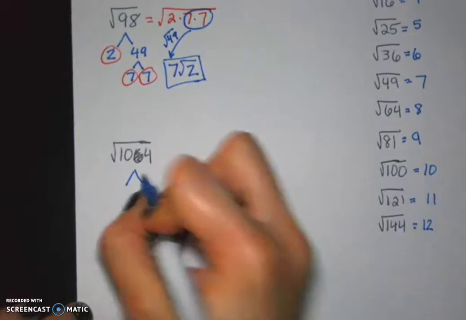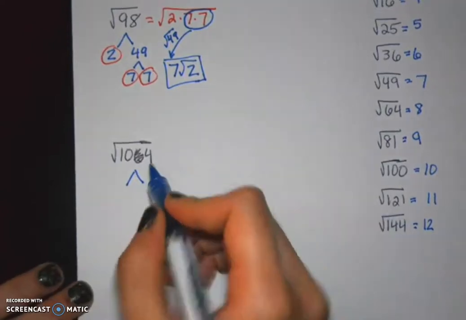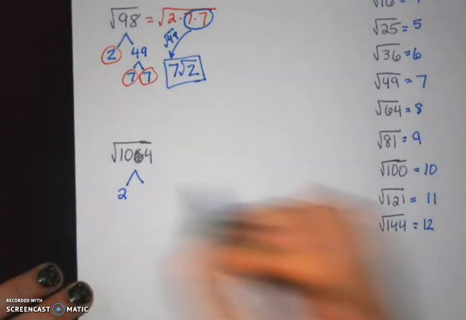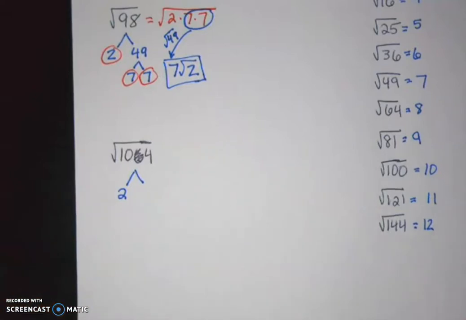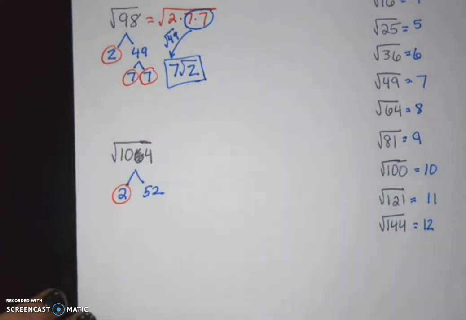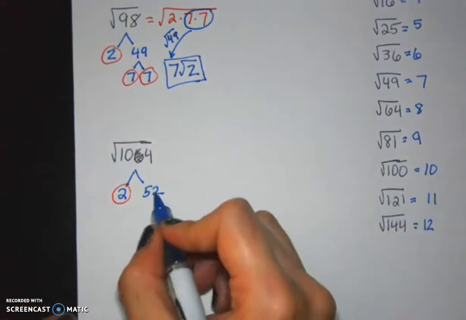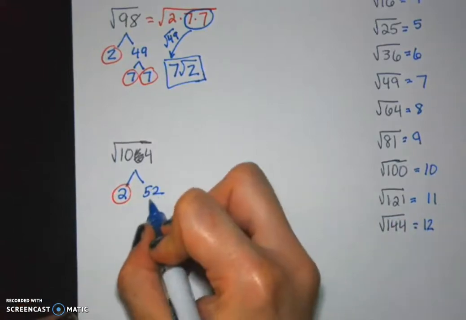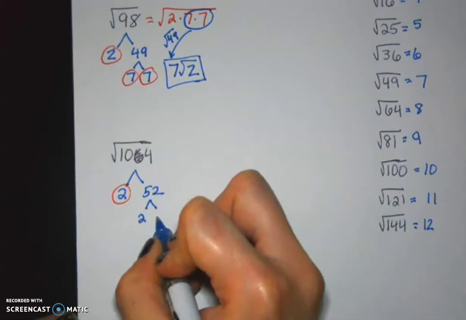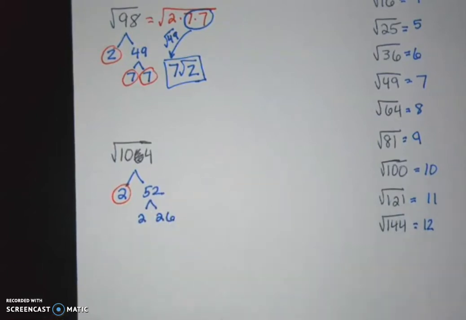104. Now, I don't know all of the factors of 104 off of the top of my head, but I do know that it's even, so I should start with a 2. And if I were to use my calculator, I could divide this by 2, and I would get 52. Once again, I'm not sure what all the factors are, but I see this is another even number. So I'm going to pick 2, and when I divide this by 2, I get 26.